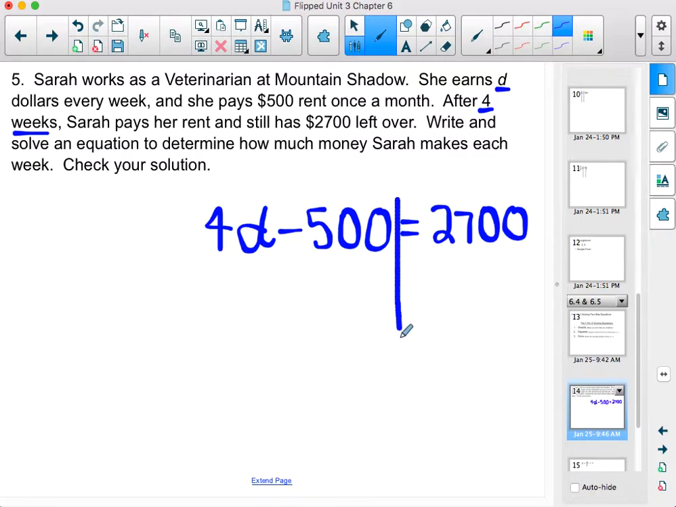And I have to follow the 3 S's to solve this equation. First S is to simplify. So we're going to look over here on the left side of the equation and see if those terms can be simplified. Well, they cannot be simplified because 4D and 500 are not like terms. So I can't do anything to simplify that any further. On the right side, 2,700 is only one number, so that itself is also already simplified.